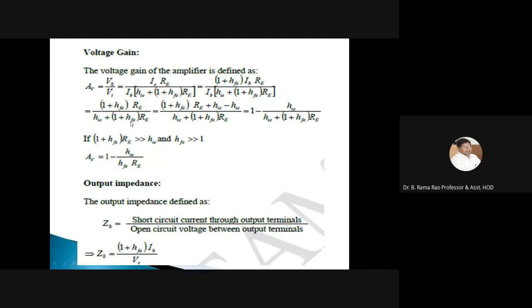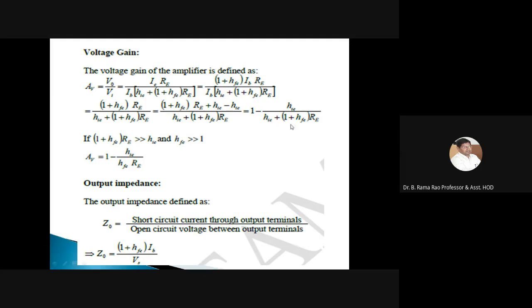Now we are going to add and subtract hie in the numerator. By adding hie, we get hie plus 1 plus hfe into RE in the numerator, and the same in the denominator, so this one becomes 1. Okay, 1 minus hie by hie plus 1 plus hfe into RE.